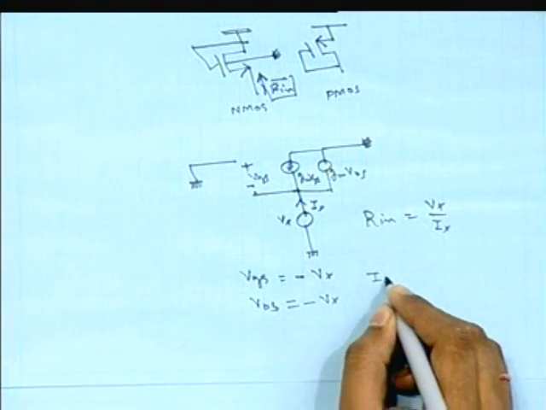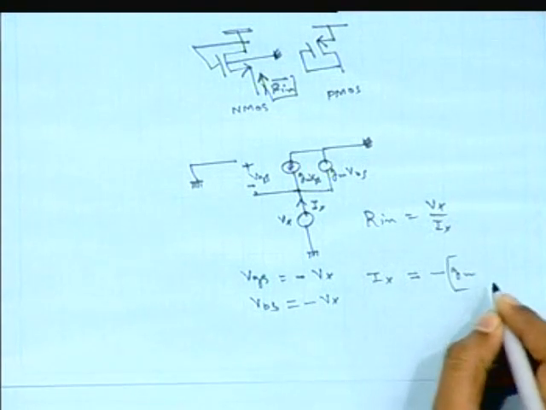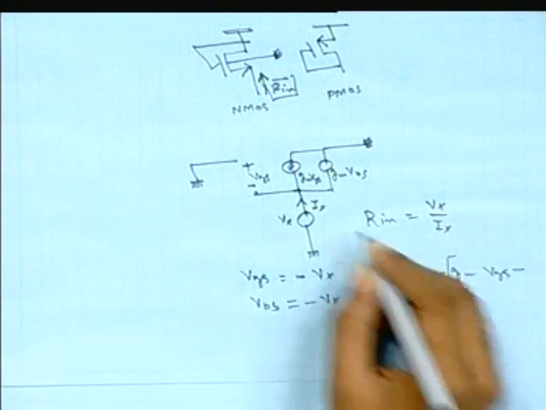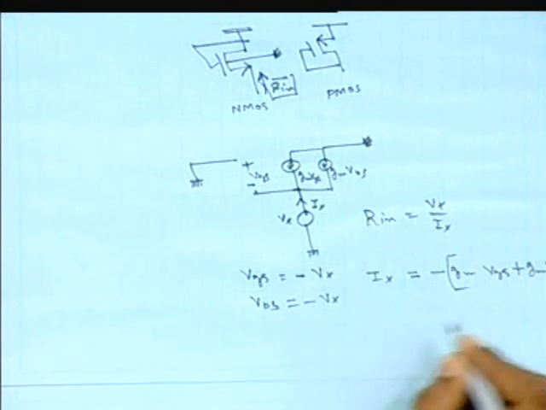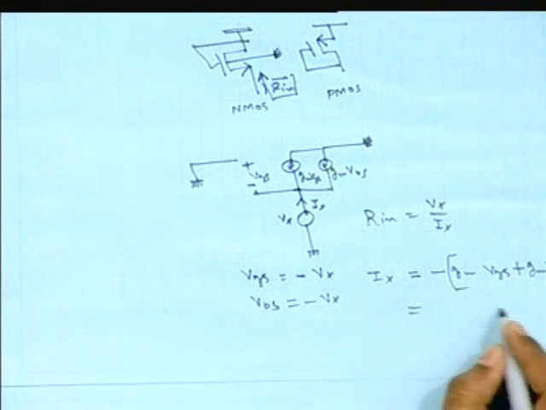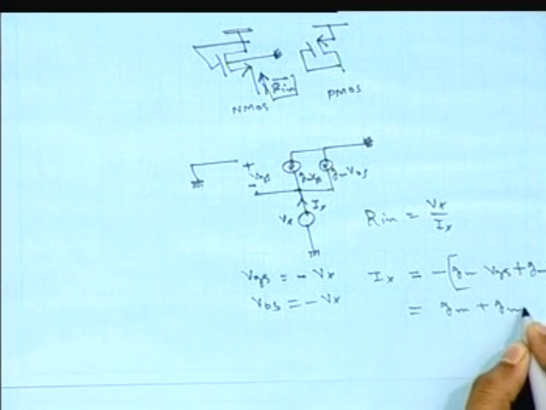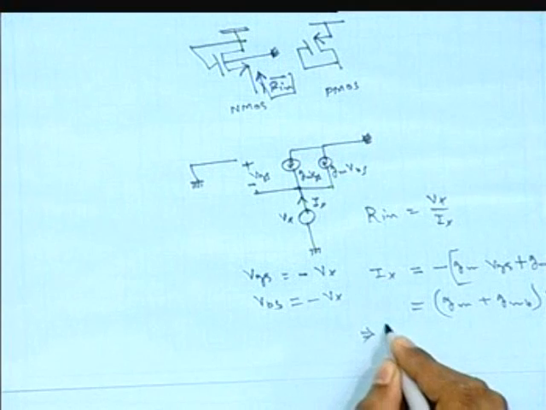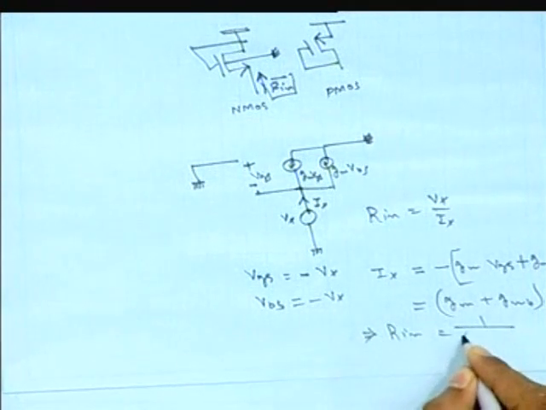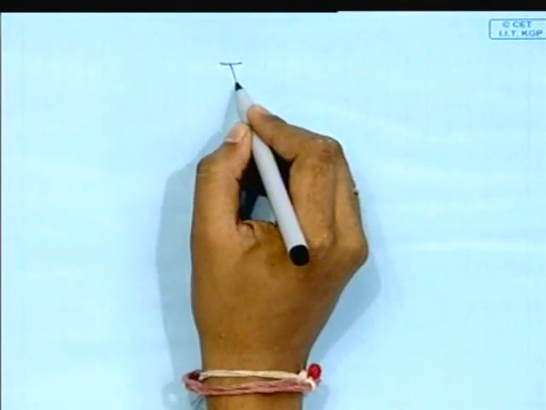So we can say that Ix equals minus of Gm Vgs plus Gm Vbs, and substituting the values of Vgs and Vbs, we get that it is nothing but Gm plus Gmb whole into Vx, and for that case we get Rin is nothing but 1 by Gm plus Gmb. Okay. Now I go to the diode connected load.